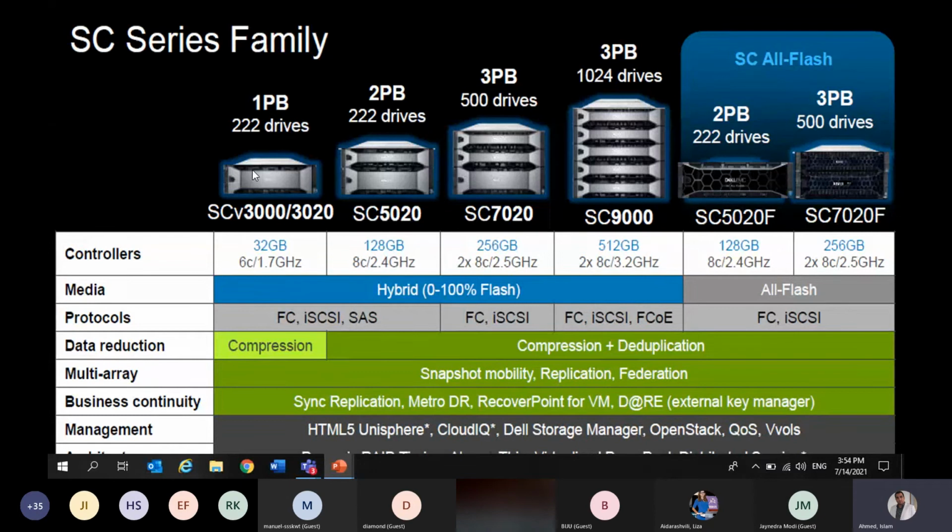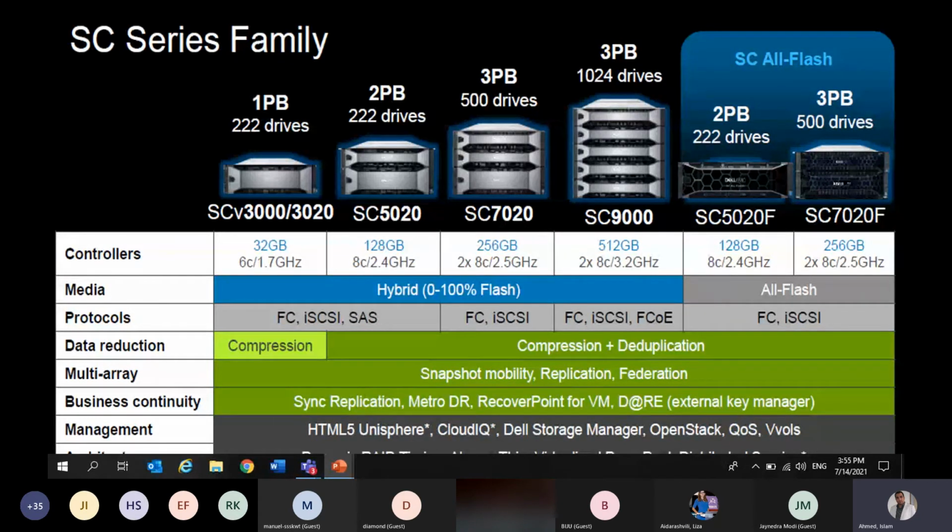As you can see, the SC series family provides different protocol support, so whether it's Fibre Channel, iSCSI, or SAS, it can be accommodated in the storage. It also provides data reduction through compression and deduplication. It can also provide multi-array with snapshot, mobility, replication, and federation. There is also business continuity with sync replication, metro DR, and recovery point.